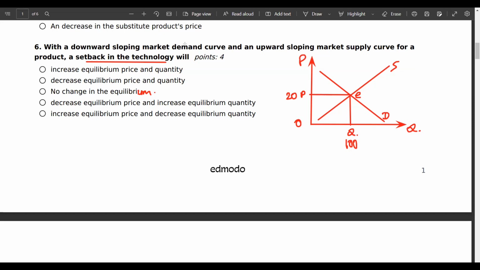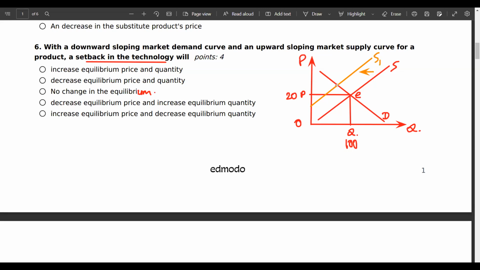What will happen as a result? Will it cause the supply to increase or decrease? Obviously, a setback in technology will lead to a decrease in supply, a decline in supply, a left side shift of the supply curve due to the setback in technology.